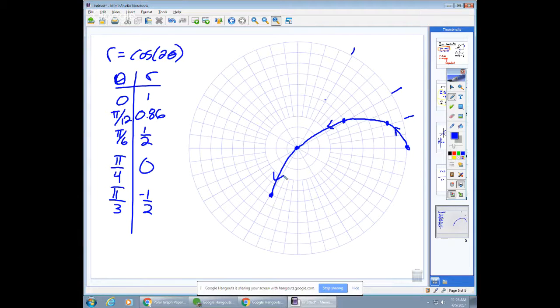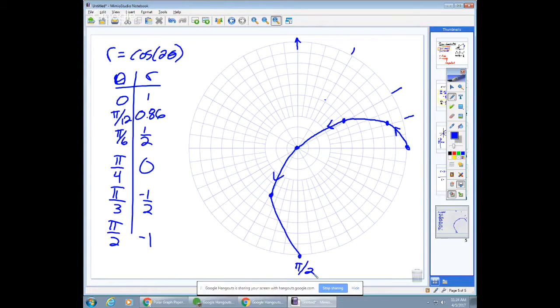All right, next would be pi over 2. 2 times pi over 2 is pi. Cosine of pi is negative 1. So this would normally be pi over 2, but we have to go in a negative direction, which is going to put us down there. So I'm just going to make a note that that happened at pi over 2.